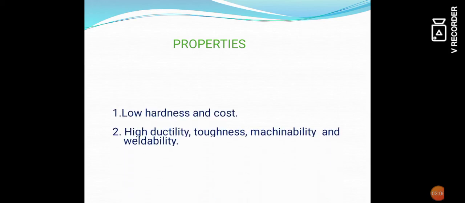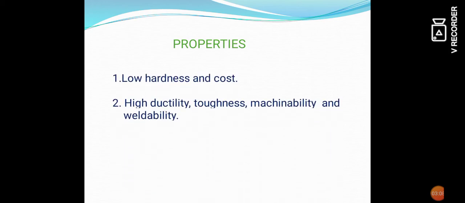Now let us see the properties of low carbon steel. The low carbon steels have low hardness and cost. Second, they have high ductility, toughness, machinability and weldability.